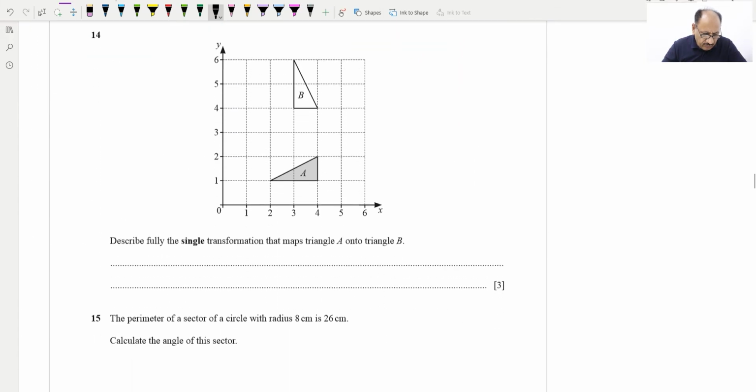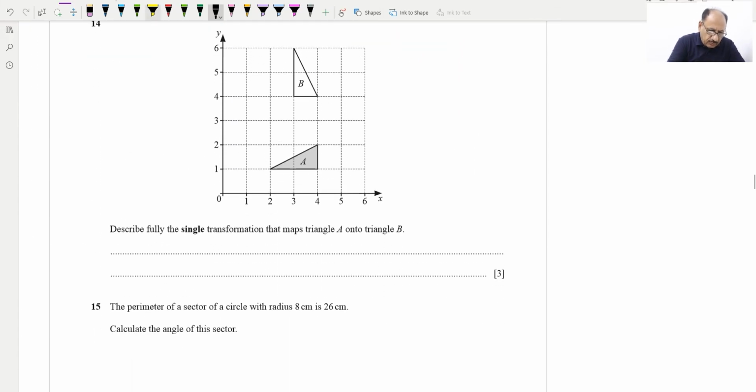Now question number 14. Two triangles are provided, triangle A and triangle B. Describe a single transformation that maps triangle A onto triangle B. We can see, if we draw this line from the centers, we can check this is a 90-degree angle, and the triangle is rotated like this about this point. And what are the coordinates of this point?